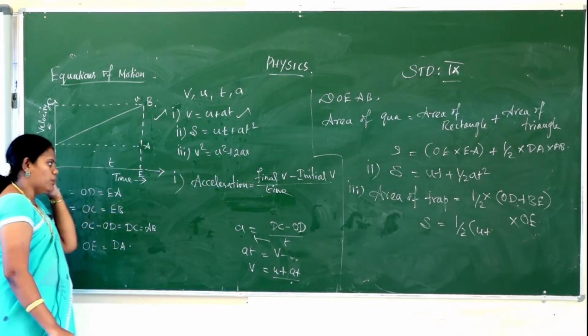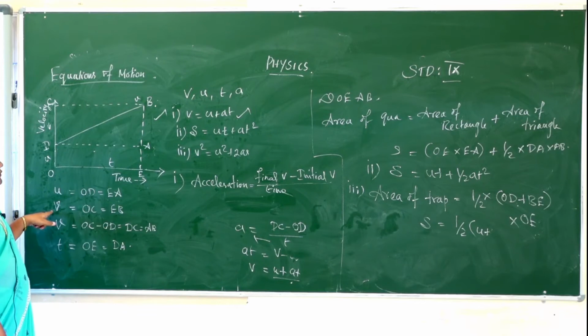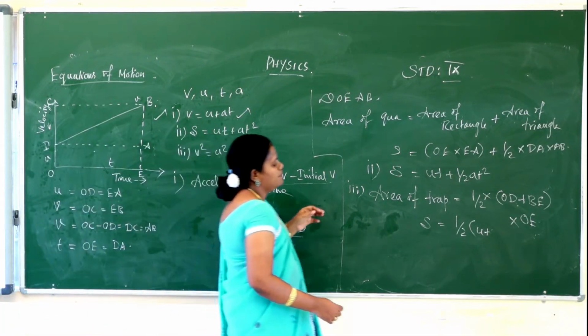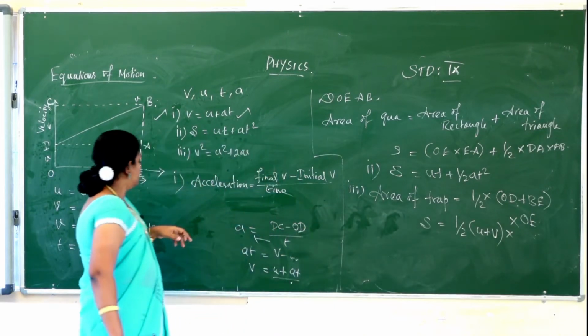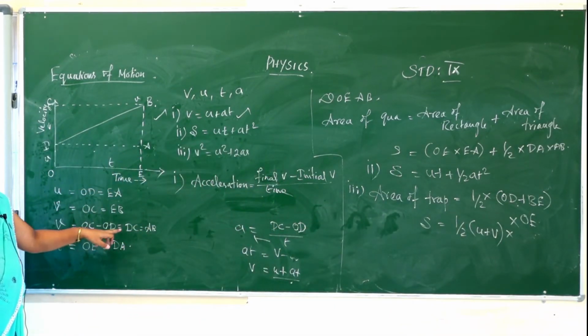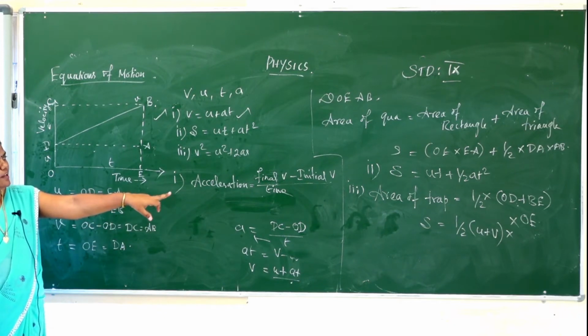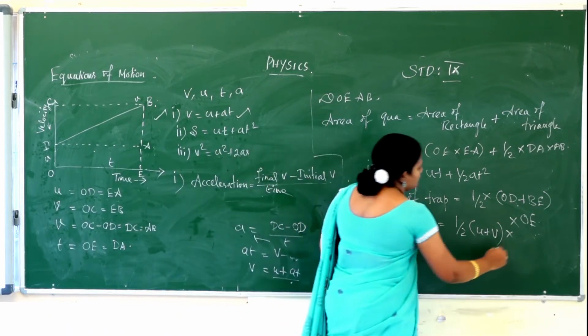OD is U, and BE is V, so that is U plus V. And what is OE? OE is T. Okay, so it is the OD value, the BE value and OE, and OE is T.